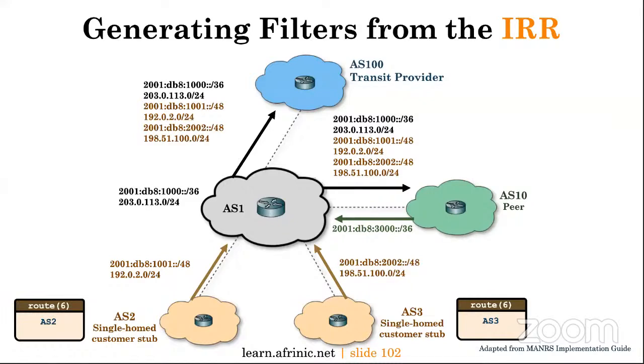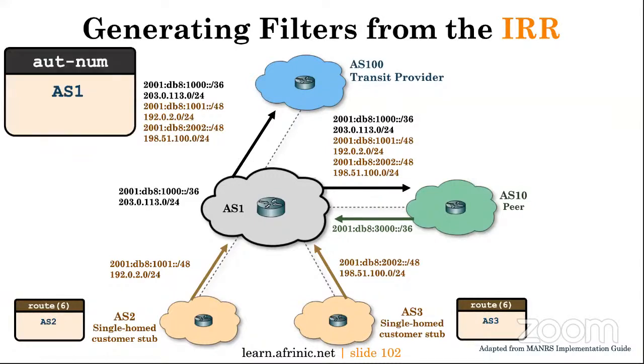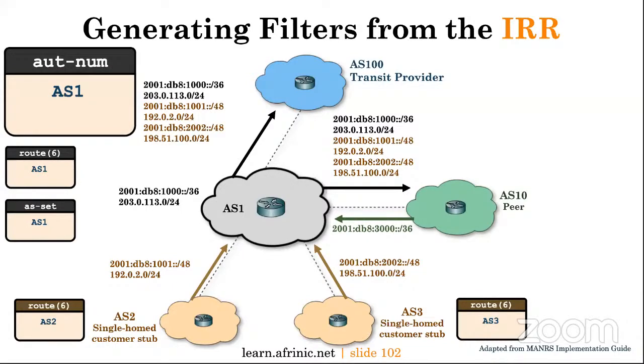If I see your route object within the registry, I know for sure that this is genuine. Now, for me as AS1 myself, I'm going to register my AuthNum object in the routing registry. I'm going to register my route or route6 objects in the routing registry. And as you can see, I will also need an AS set because I have multiple customers behind me.